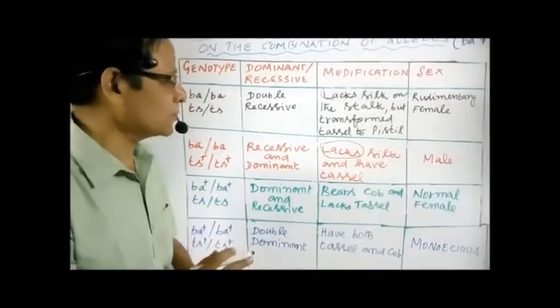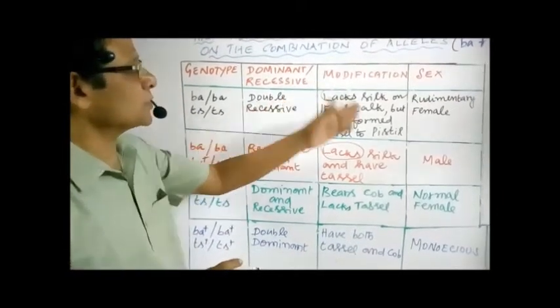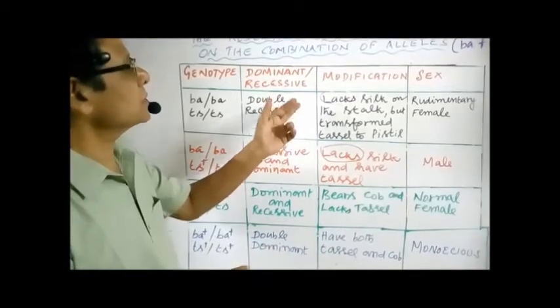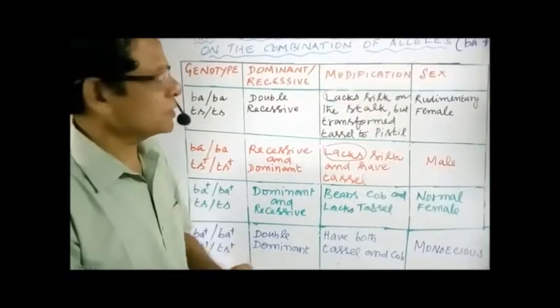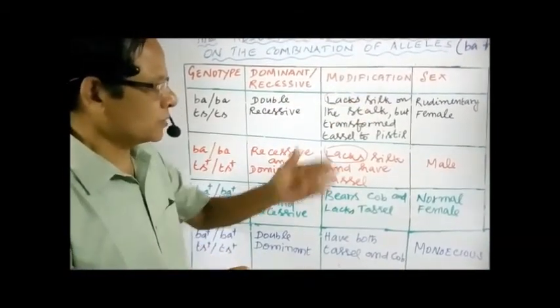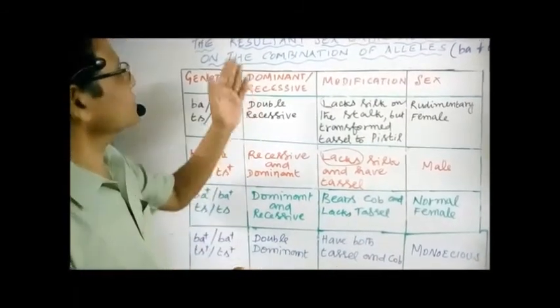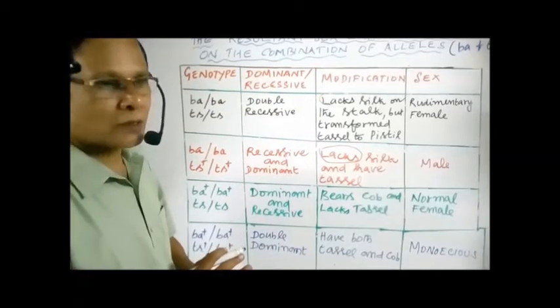We have different meanings. Anyway, the expression of different genes results in the formation of different sexes, either rudimentary female or male, or normal female or monoecious. That's about sex determination in the case of maize or corn.